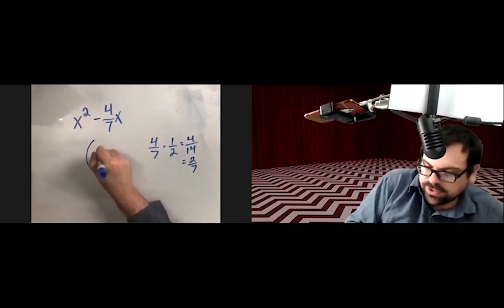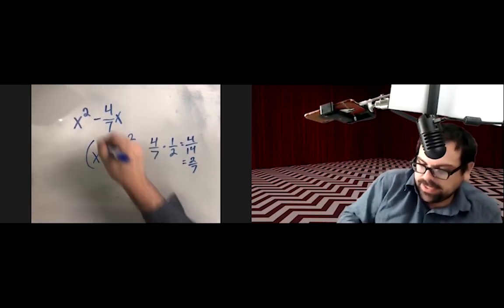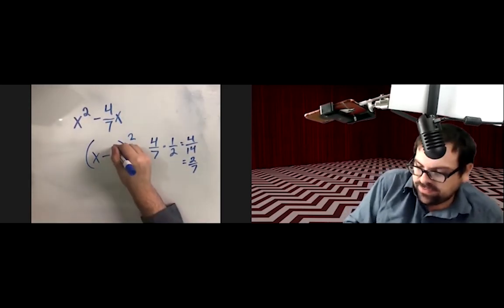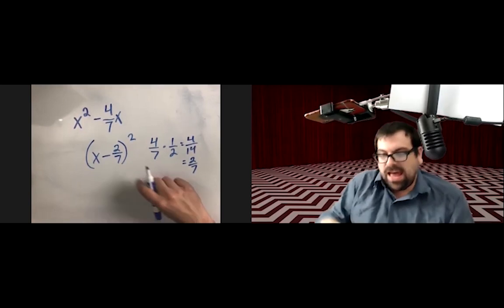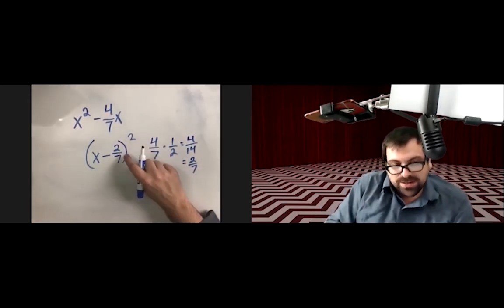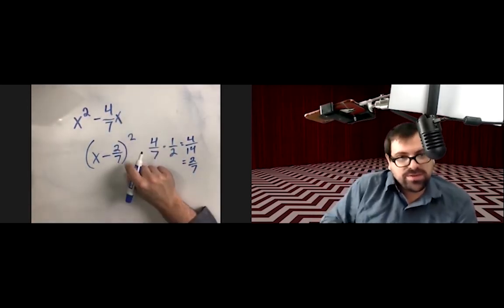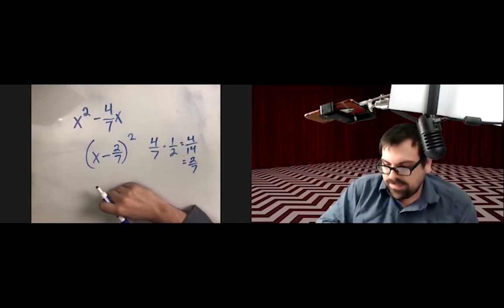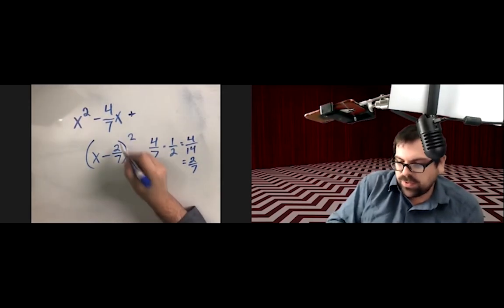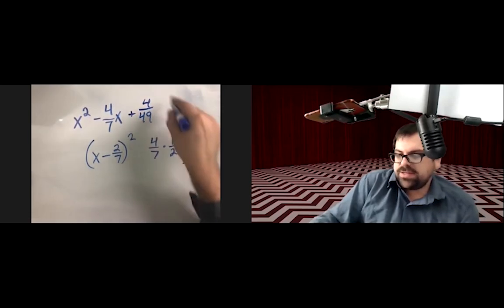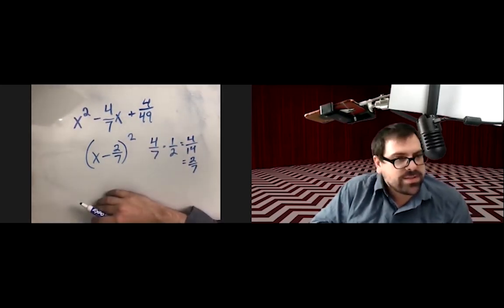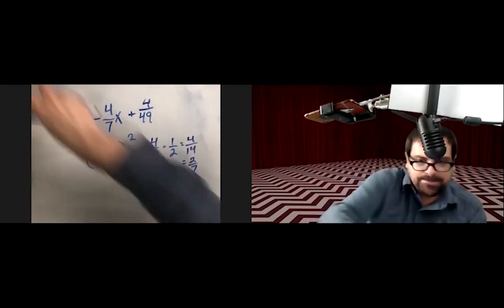So the square we're completing, x minus what? Half of 4/7 is 2/7. Half of 4 something is 2 something. Half of 4/7 is 2/7. And then always plus, we're squaring this. 2 squared is 4. 7 squared is 49. So plus 4/49 completes that square.